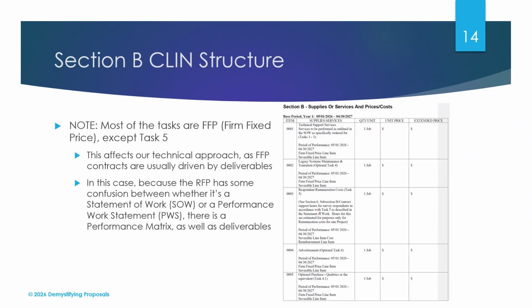So this is the section B CLIN structure. As you can see, there are 6 tasks mirroring what's in sections L and M. 5 of the tasks are firm fixed price, so everything except for task 5 is a firm fixed price task. This affects, as I said, how we write our technical approach, because a firm fixed price contract is usually driven by deliverables. You're paid based on the deliverables. So it's very important that you explain how you're going to get to those deliverables as part of your technical approach.